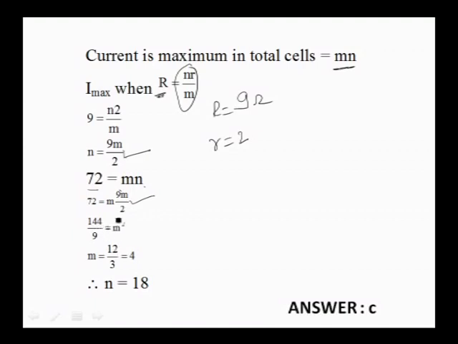We get, because of cross multiplication, 72 into 2 is 144, this 9 is shifted over here, 144 divided by 9 is equal to m square. Therefore, m is equal to 12 divided by 3, that is equal to 4. Therefore, m is 4 and n is equal to 18. It means that n number of cells are connected in series in m rows. Hence, the correct answer is C.